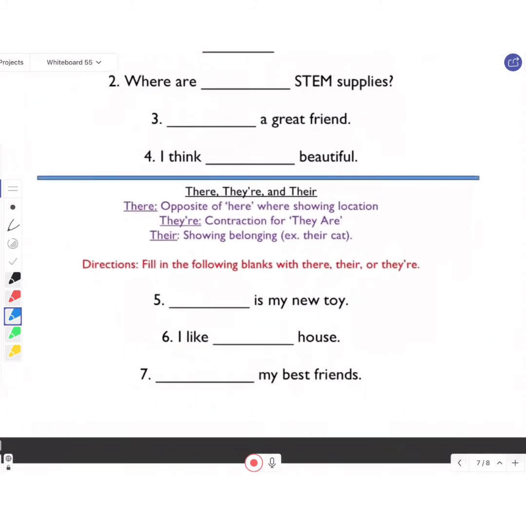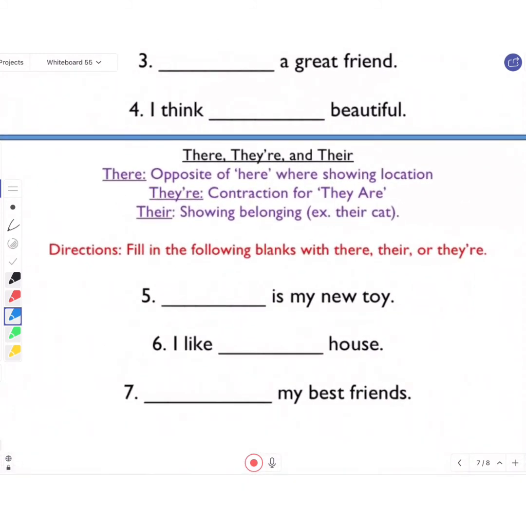Then these ones are a little trickier. There, and they're. So the first there is the opposite of here. So it's showing location. So you could say he is right over there, or there is my book. One of those would work for T-H-E-R-E. And then they're, the contraction, this one, you again, just like you're, you have to be able to replace it with they are. So if I say they're a great class, can I replace it with they are? They are a great class. Yes, I can. So that works for that sentence.